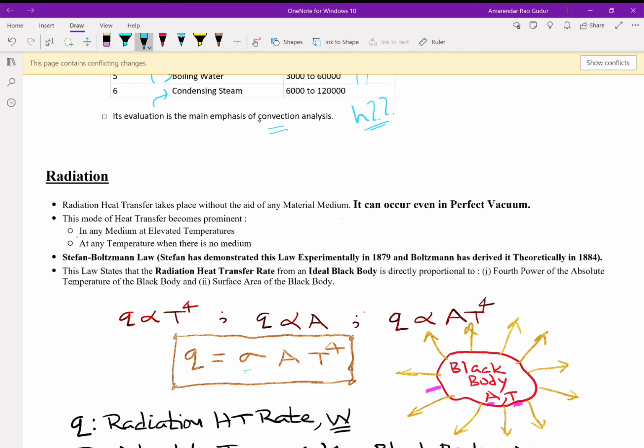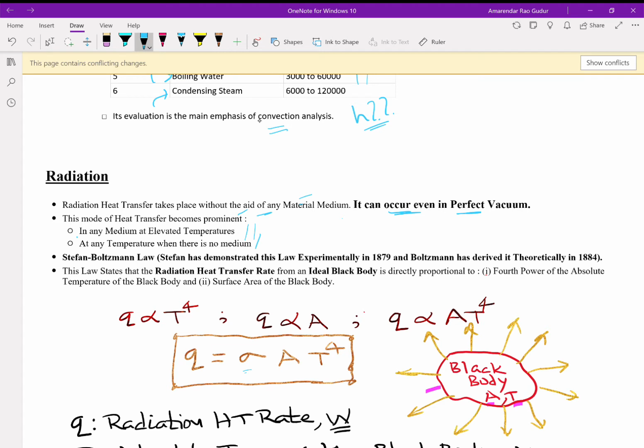Radiation heat transfer takes place without the aid of any material medium. It can occur even in a perfect vacuum. And radiation becomes very prominent when you have any medium at elevated temperatures, and at any temperature when there is nothing. So these two are the important aspects we need to consider.